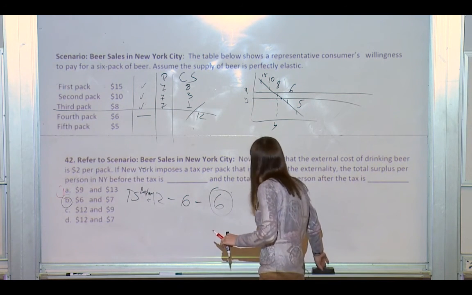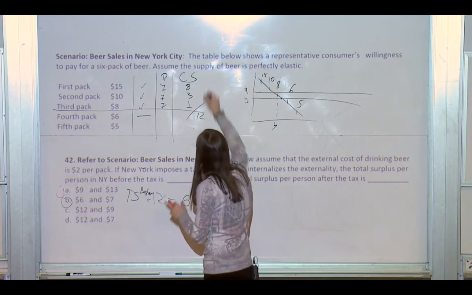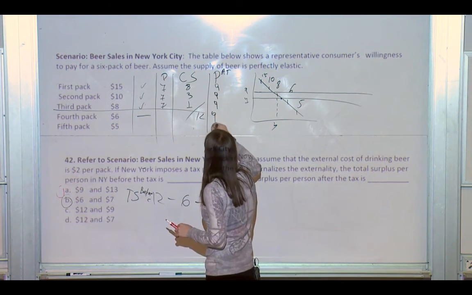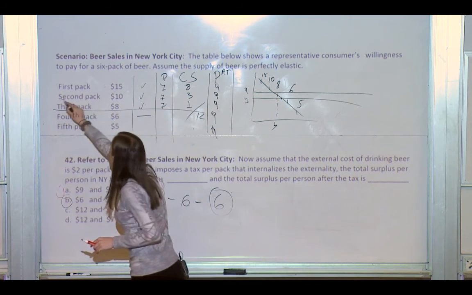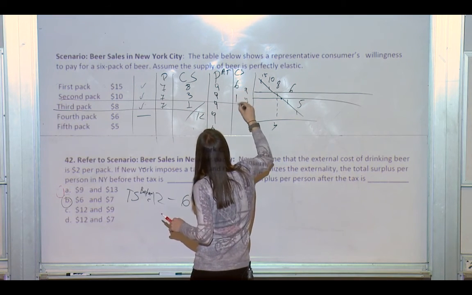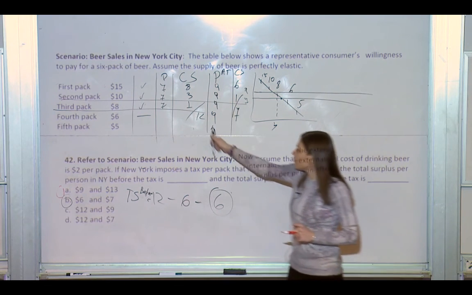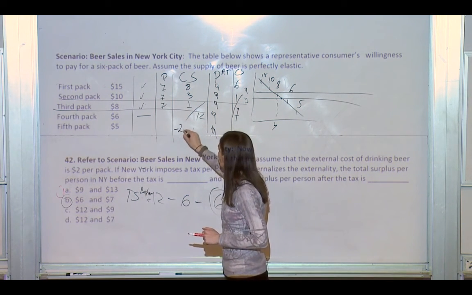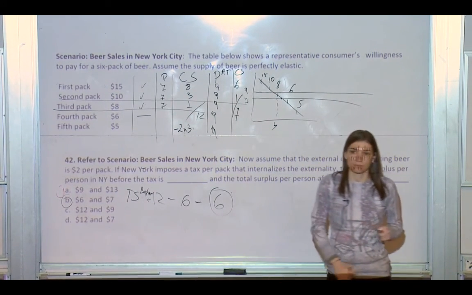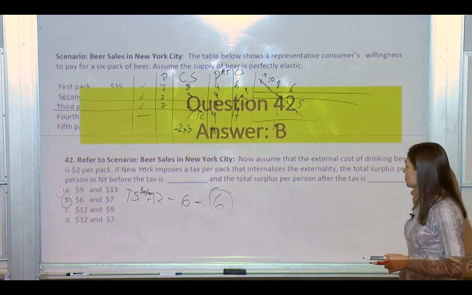All right, let's try this. So this is before the tax, and then after the tax, I have price after tax is 9, right? So it's going to be 9 for everyone, but I'm only going to buy 2 of them now, and consumer surplus would be 6 and 1, in total 7. Okay, and here I also lost 2 times 3, right? Because there's an externality of $2, and I sold 3 packs. All right, so answer B.